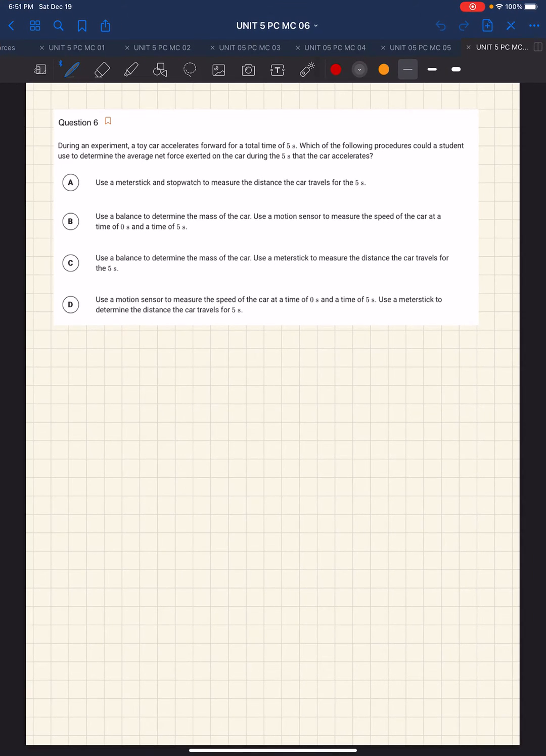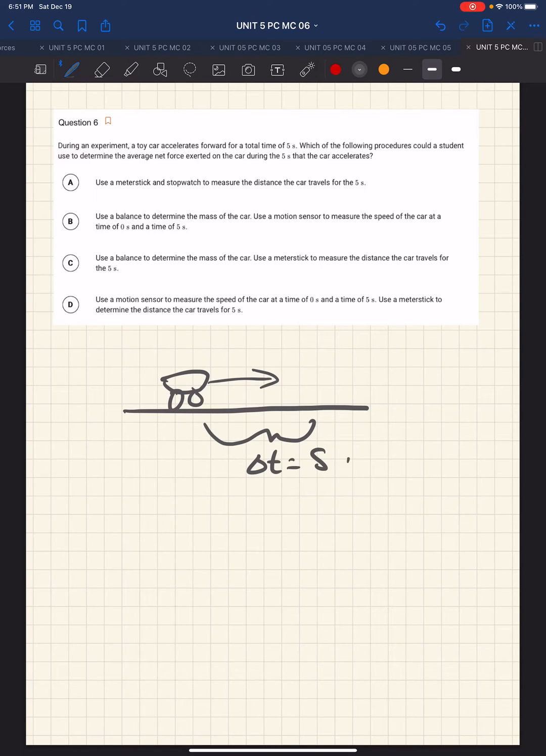In this question, we have a toy car accelerating forward for a total time of 5 seconds. So putting a little drawing together here, we have that toy car. It's accelerating for a delta t of 5 seconds. And at this point, we don't know what its initial velocity is or what its final velocity is.